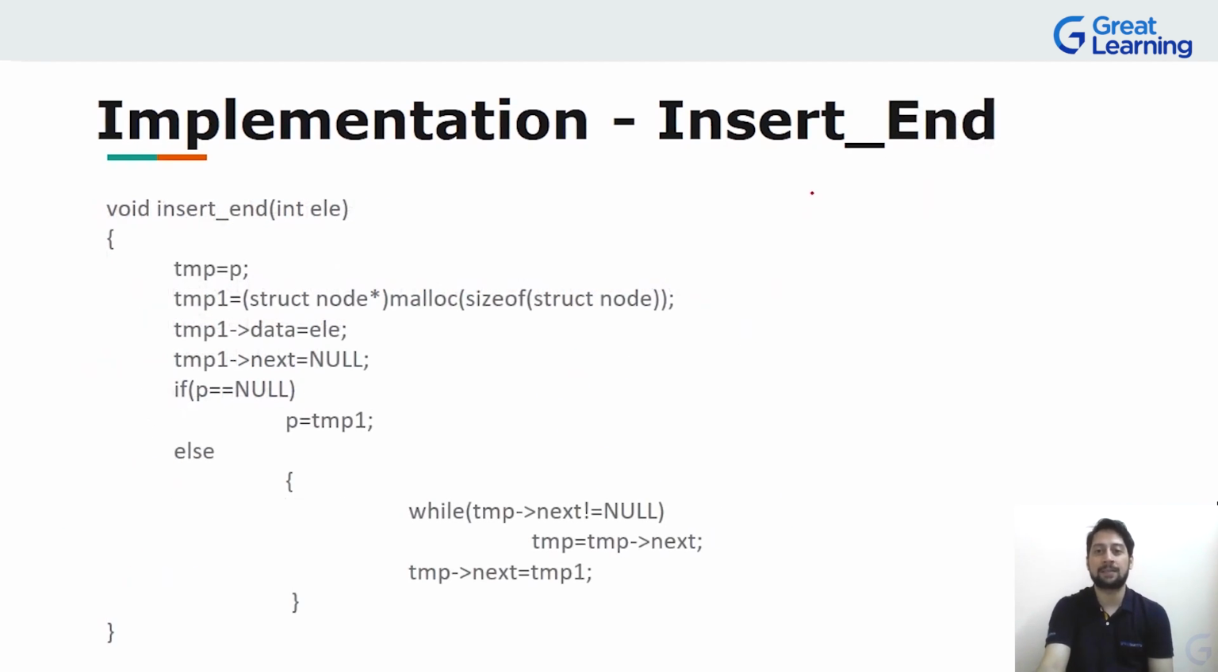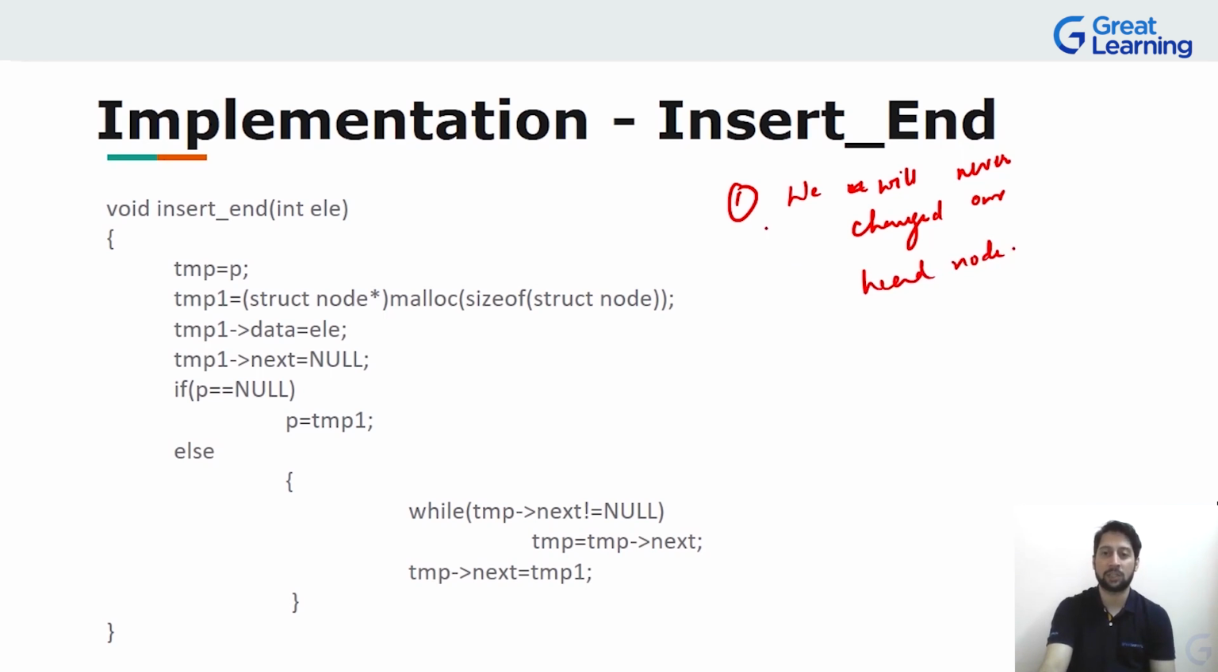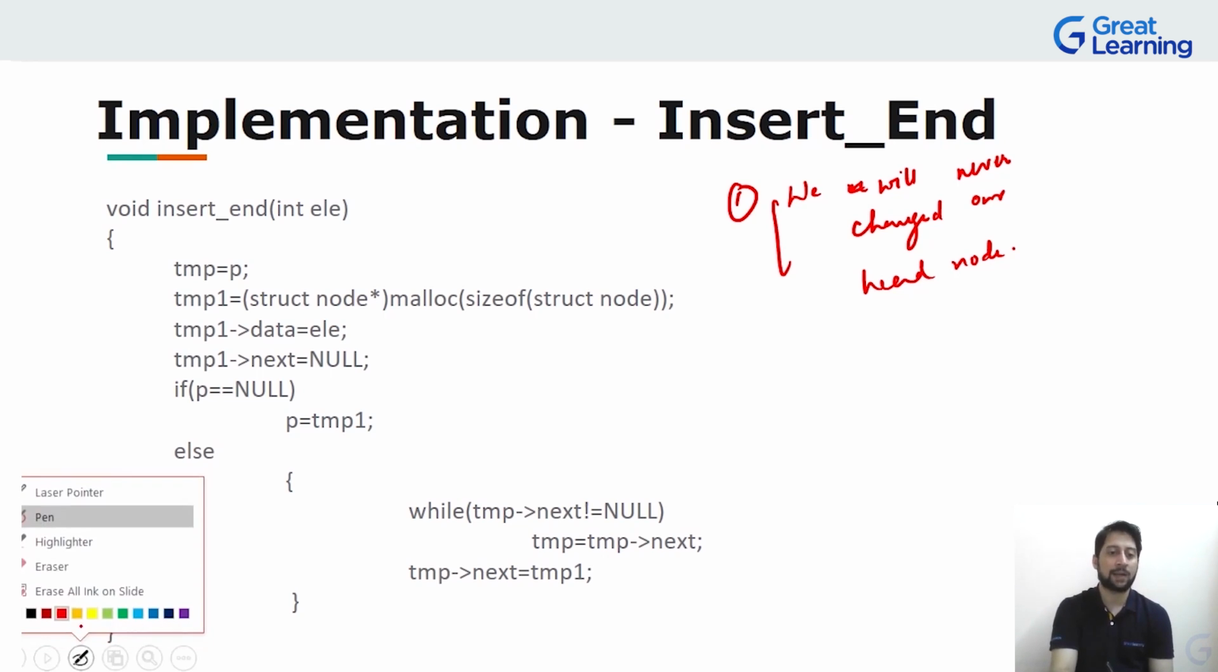Now let's talk about insertion at the end. At the start, when we talked about what a linked list is, I mentioned one thing: we will never change our head, never, no matter what. Because if that is changed, the whole linked list will be manipulated, or even in some cases, our list will be lost.